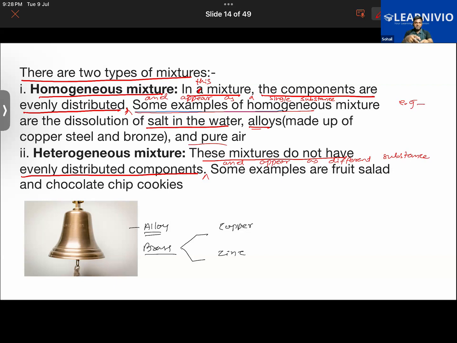Getting this, guys? Okay, that is the reason it is easier to separate the components of a homogeneous mixture, but that is difficult in the case of a pure substance.